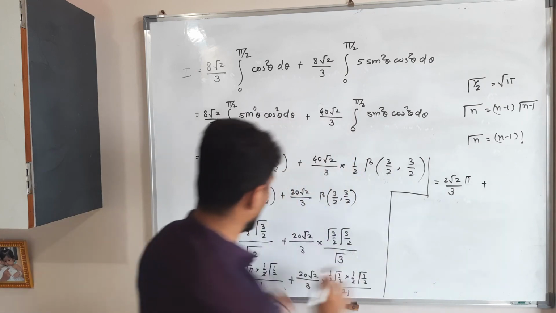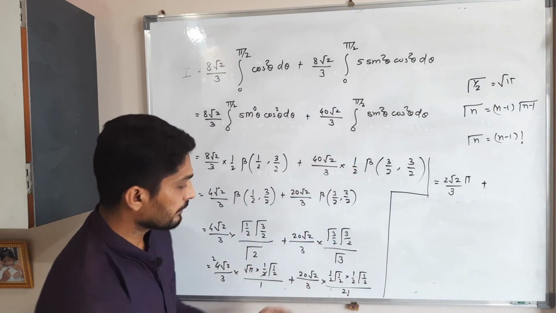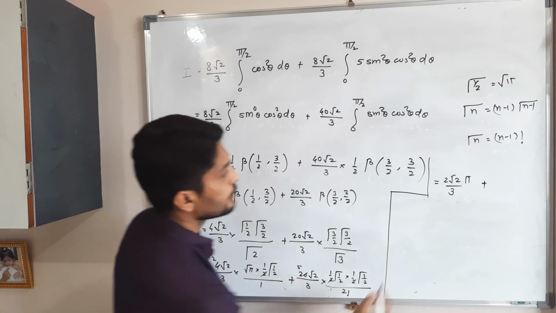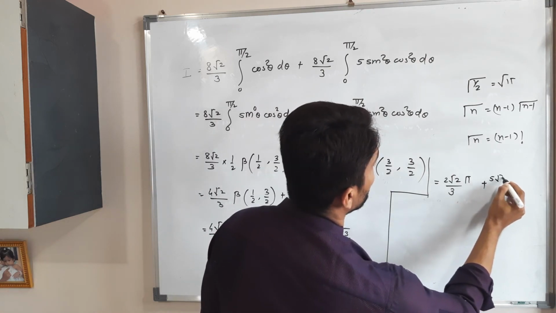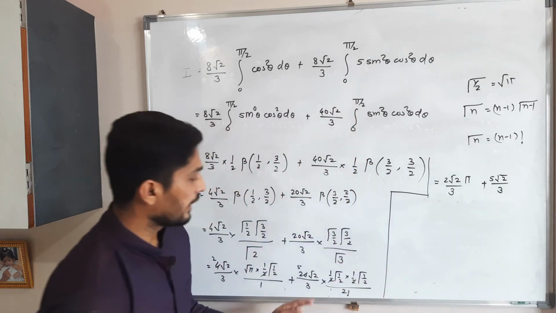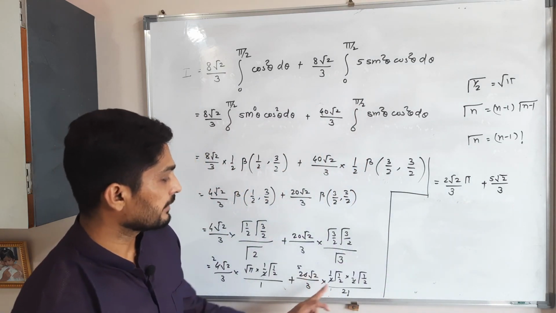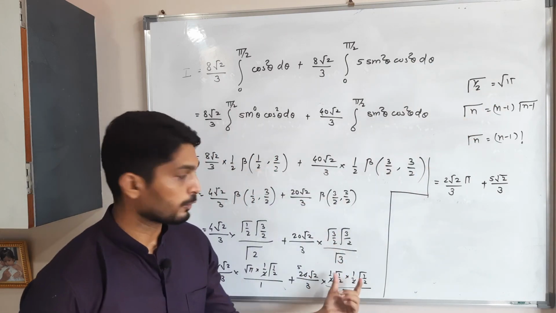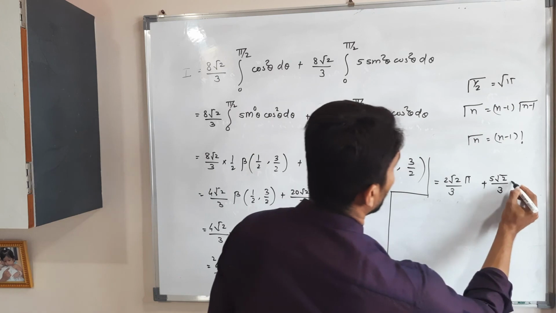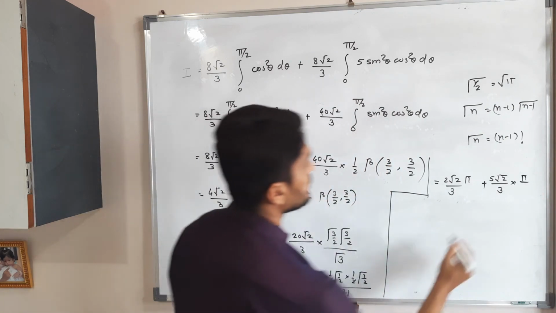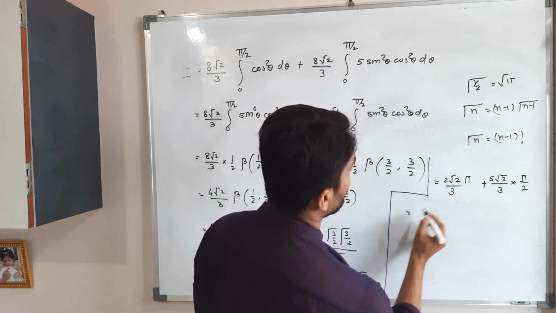Okay, so the first part is over. Now what will happen? 2 into 2, 4, and 4 will get cancelled. We'll have 5. So this is 5 root 2 by 3, right? Gamma 1 by 2 means root pi, root pi into root pi, pi, correct? And in the denominator what we have? 2 factorial means 2.